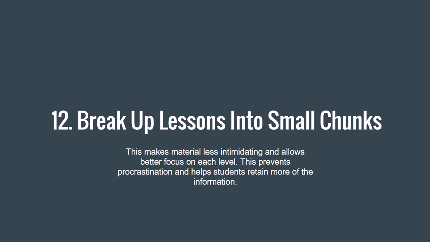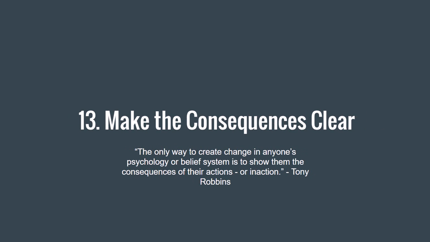And number 13, make the consequences clear for what happens if they don't learn, if they don't apply themselves to what they're trying to learn. And the only way to create change in anyone's psychology or belief system is to show them the consequences of their actions or inaction, which is said by Tony Robbins. And if you don't know the consequences or the benefits that will come from what you're doing, you're less likely to make the right decision, you're less likely to stick with what you're doing.